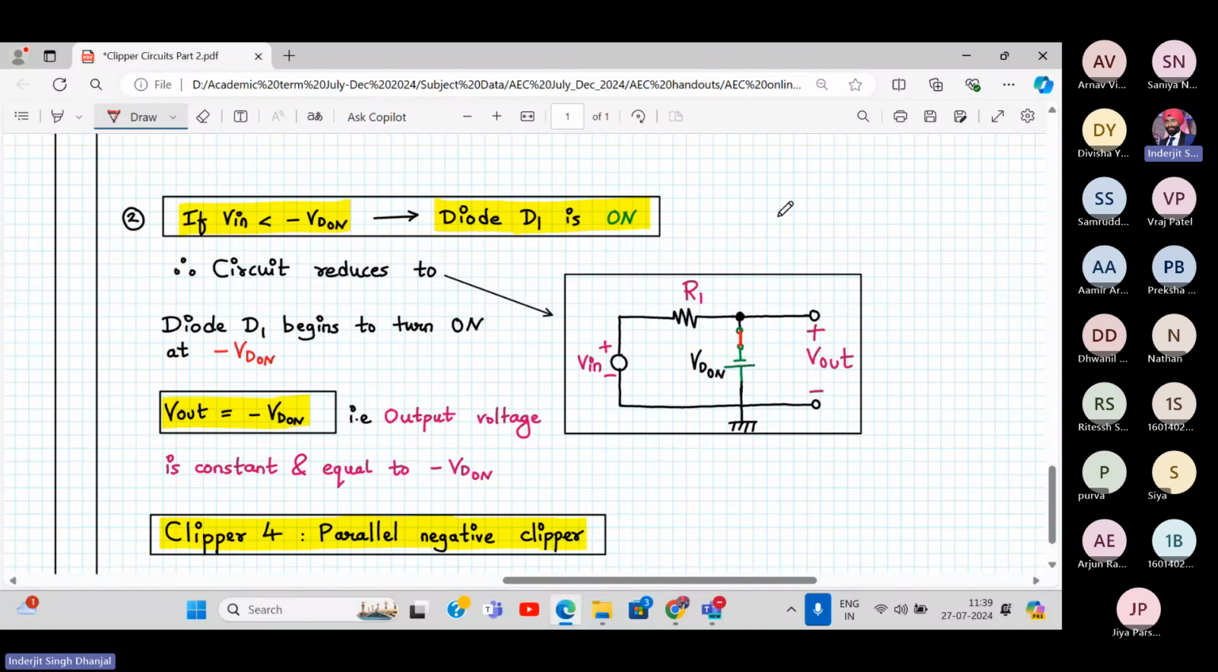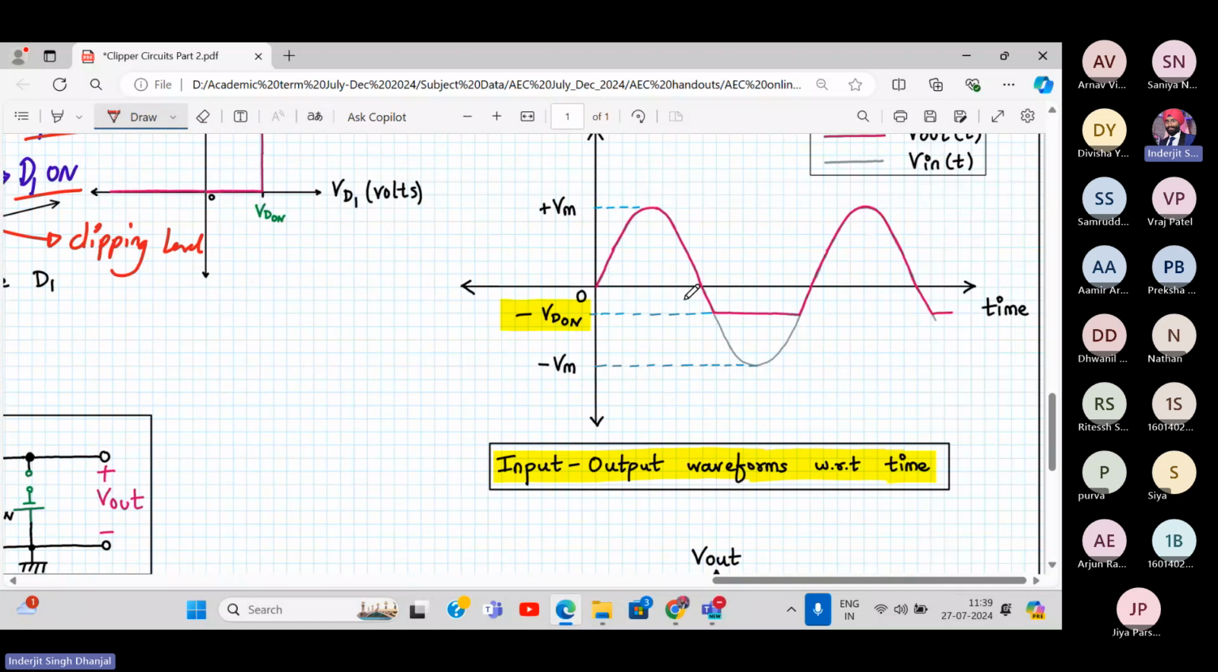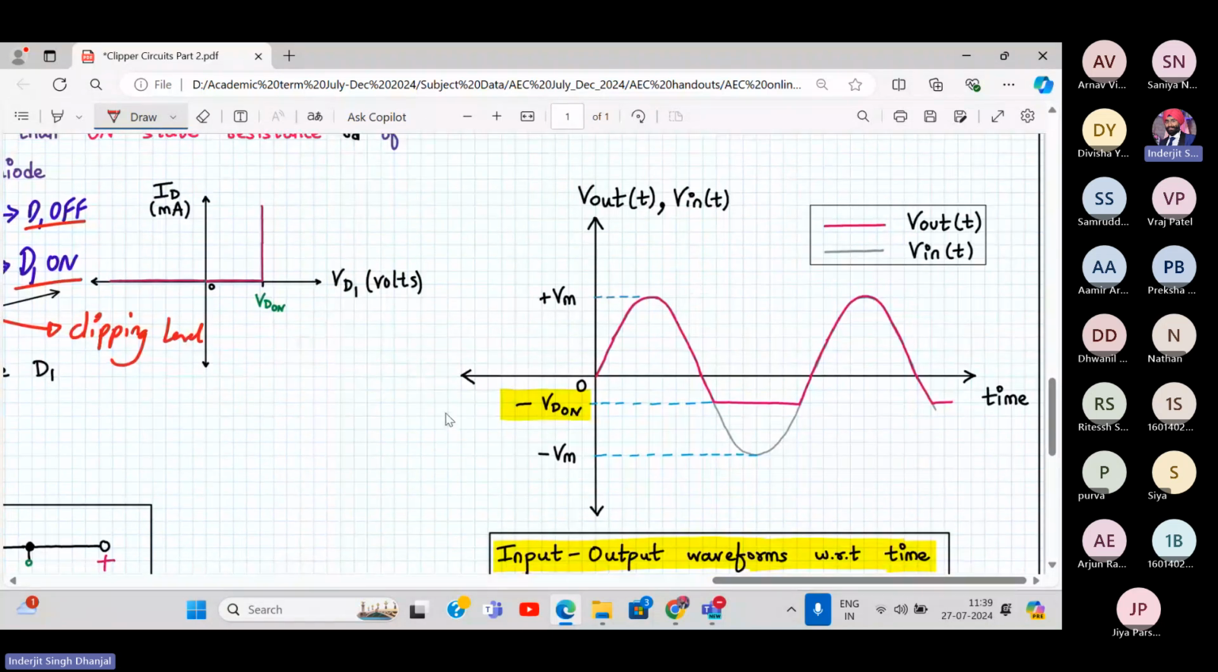Now this is again a parallel clipper, but a parallel negative clipper. Let's see how. Let us see its input-output characteristics. The first thing you do is plot the clipping level. Over here, what is the clipping level? Minus VD on, which is the same as minus 0.7 volt. Below this level, V in is less than minus VD on. Above this level, V in is greater than minus VD on.